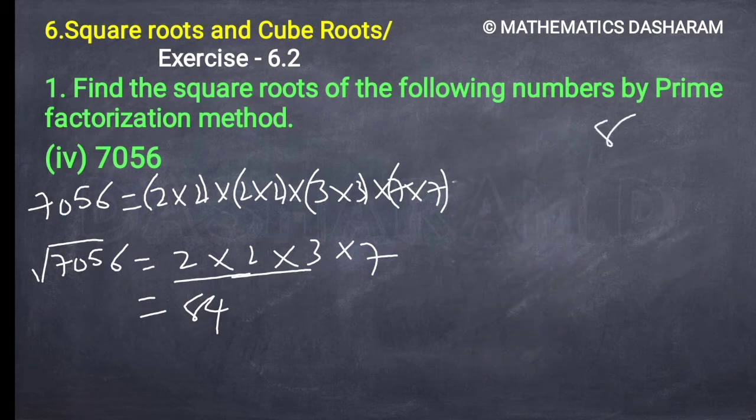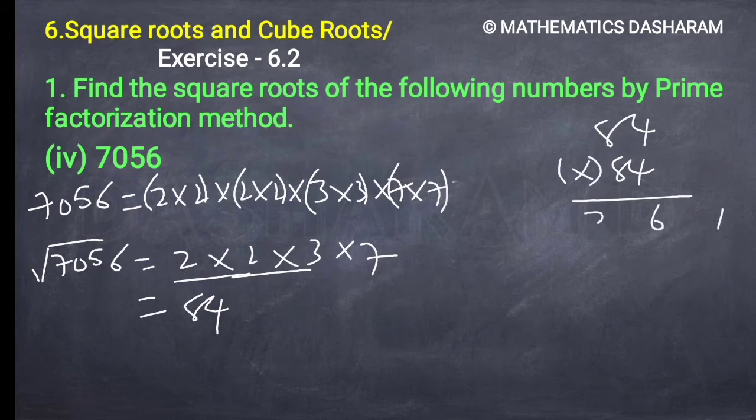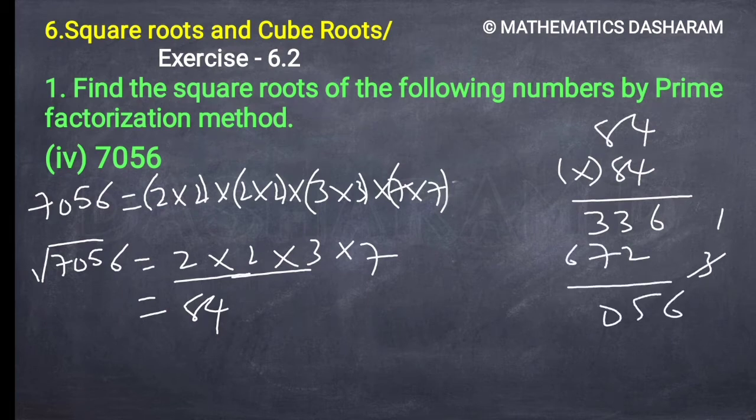So let us verify the answer. 84 into 84. 4 fours are 16, 1 carry. 4 eights are 32 plus 1 is 33. 8 fours are 32, 3 carry. 8 eights are 64 plus 3 is 67. So 5, 10, 1 carry, 7056. So our answer is correct.